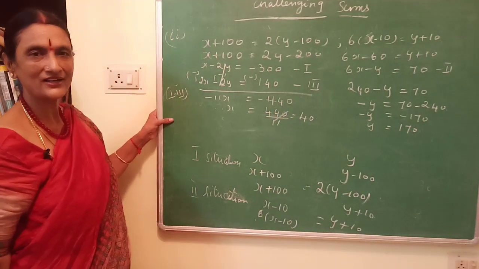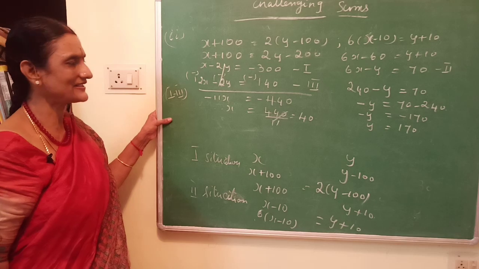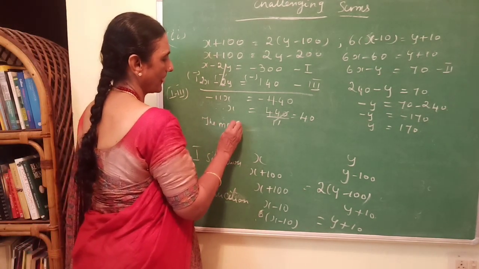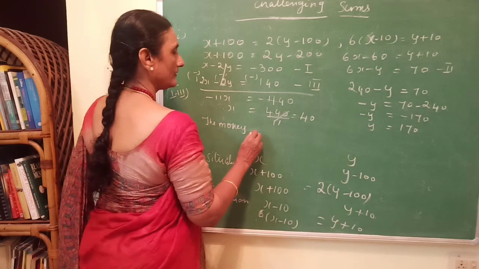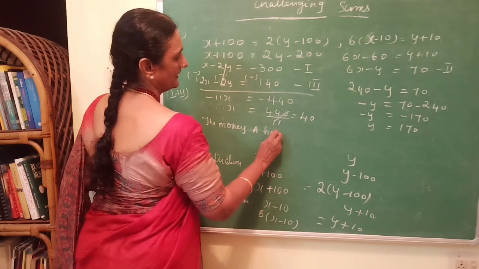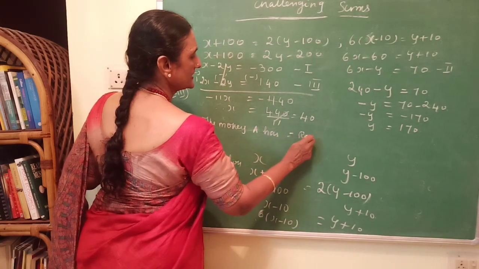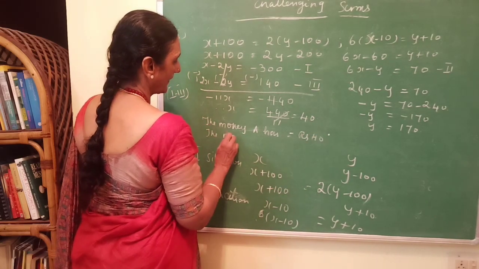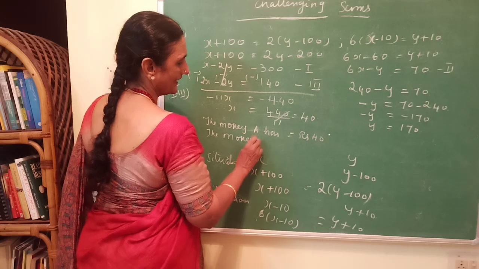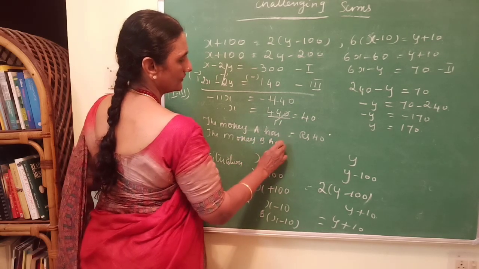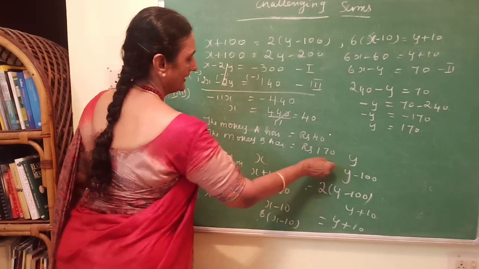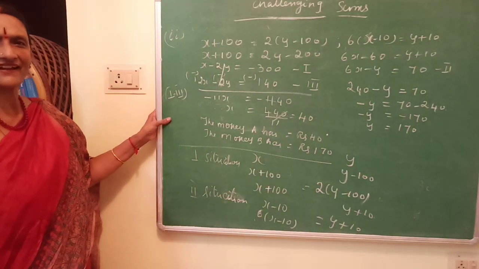Now, what I have already told you, you cannot leave the answer as it is. So, the money A has is equal to rupees 40. And the money B has is equal to rupees 170.